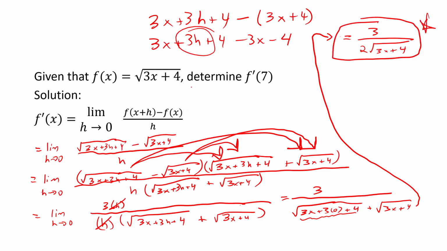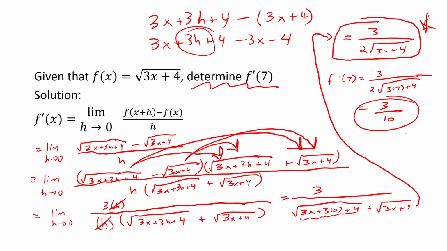Well, this question asked us to determine f prime at 7. So f prime at 7 is going to be 3 over 2 times the square root of 3 times 7 plus 4. 3 times 7 is 21, plus 4 is 25. So I've got 2 root 25 in the denominator, which is another way of saying 10. So the answer to this question is 3/10.